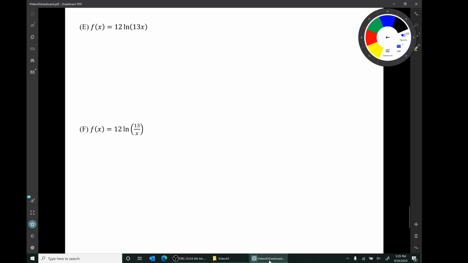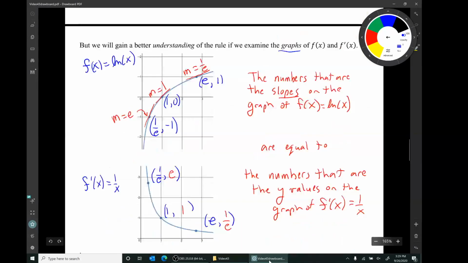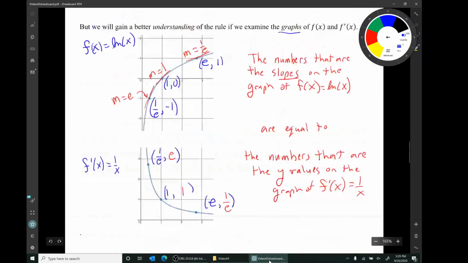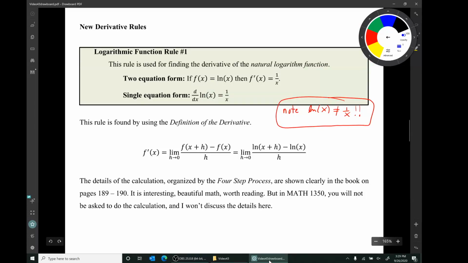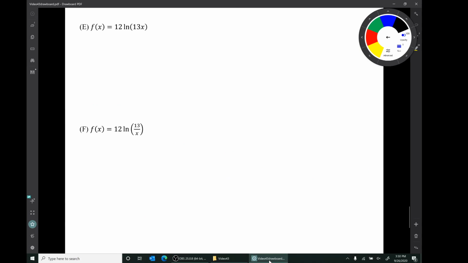Well, how do we do this? Let's go back up and look at our rules. Log function rule number 1 is this. d dx of ln of x is 1 over x. Log function rule number 2 is this. d dx of log base b of x is 1 over x ln of b. Both of those rules have just an x inside the parentheses. Neither one of our rules will work on a function where there's something else inside the parentheses.